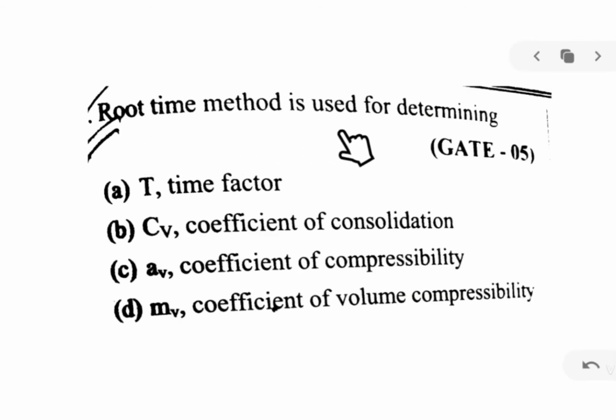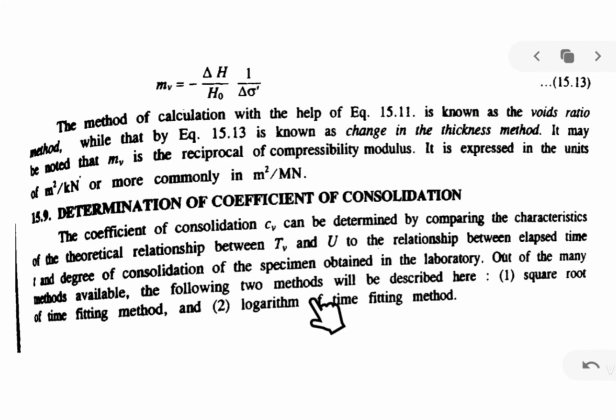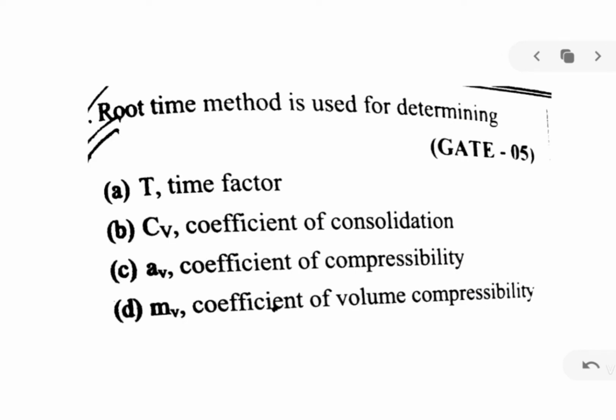Root time method is used for determining. This question was asked in GATE 2005. Here it is given, out of the many methods available, the following two methods will be described here. That is for determination of coefficient of consolidation. There are many methods, but two methods they have listed here: square root of time fitting method and logarithmic of time fitting method. So in the given options, we can mark that it is for coefficient of consolidation. So for determining the coefficient of consolidation, this root time method is used.